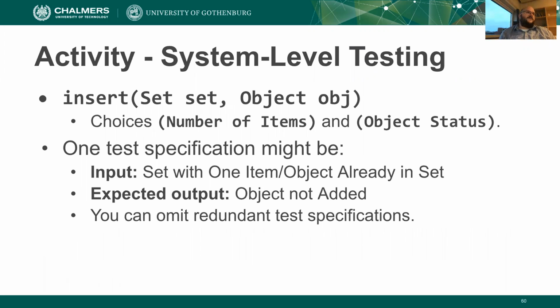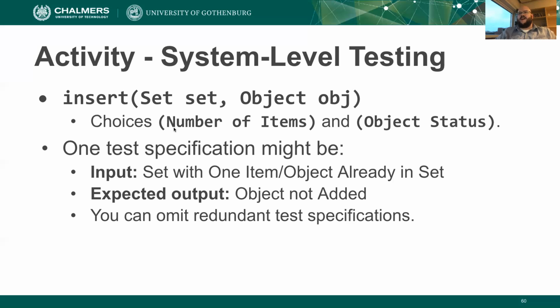So for example, we have this insertion. It takes in an object and adds it to the set. Well, what are our choices? Well, our choices might be the number of items that are already in the set and the status of that object. Is it already in the set or not, right? And so those are our choices. And for each of those, what are some values we can come up with? Well, maybe the object is already in the set and the object is not in the set for that object status. And for the set, we choose the number of items.